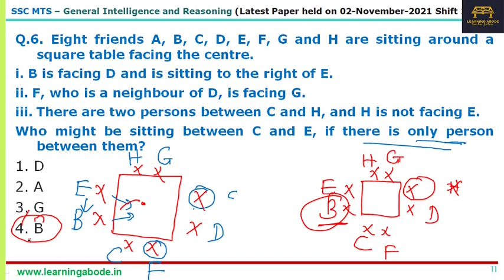So answer option for the 6th question is answer option 4. B is the right answer. So B is sitting between C and E, right?